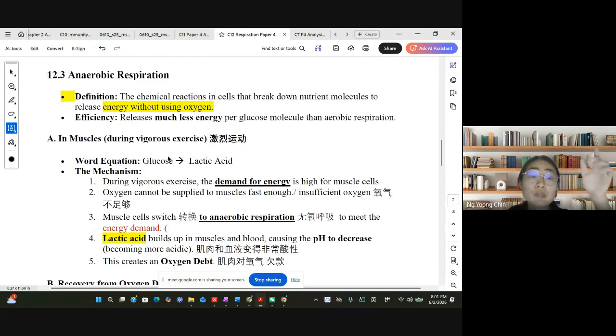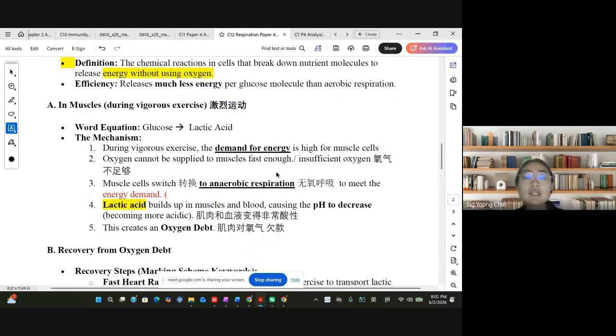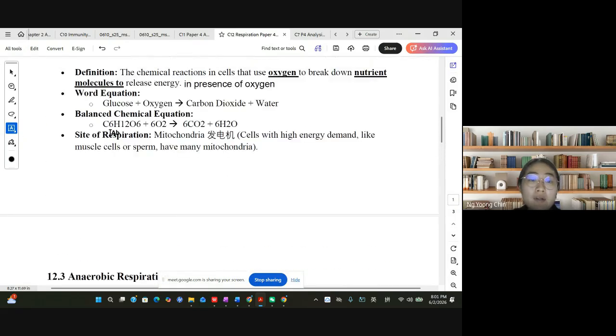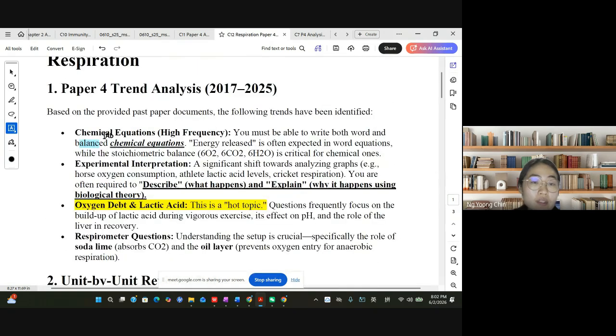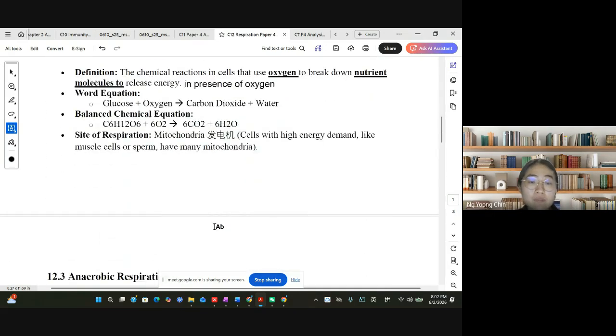you should know about how to write the word equations for the anaerobic respiration. So this is the answer. Glucose breaks down to become lactic acid. That's all. Okay. This is a word equation. See, word equation. If they ask you to write about the chemical, okay, this one, which is the balanced chemical equation, right? Oh, yeah, you should write about the C, H, O, that kind of thing, the chemical formula.